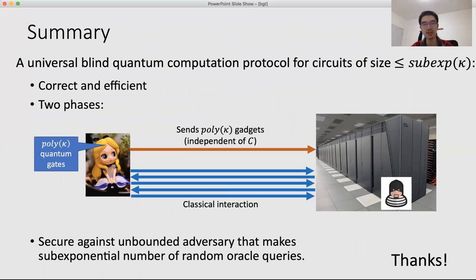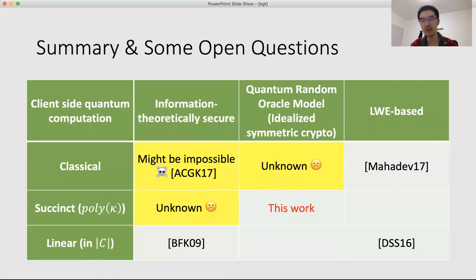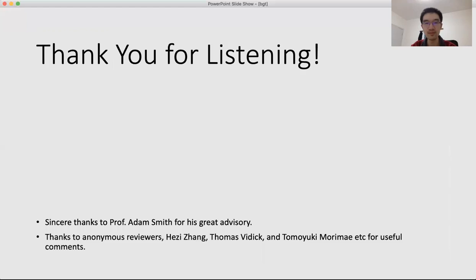Summary, we get a protocol where the client uses only polycopper quantum gates and secure in the quantum random oracle model. Which reveals a new trade-off between classical quantum computation assumptions. And there are some open questions in this table. There are still many unknown cells in this table, and my understanding for these unknown cells will be very interesting. In the top left corner, although we already have some negative evidences, we still want some deeper understanding for that. Thank you for listening.